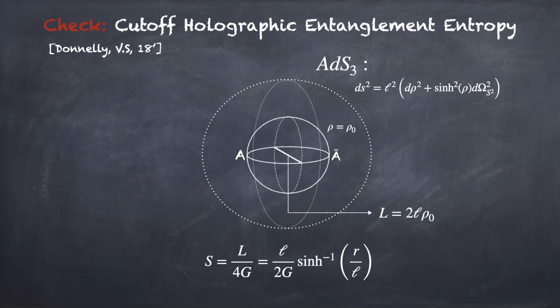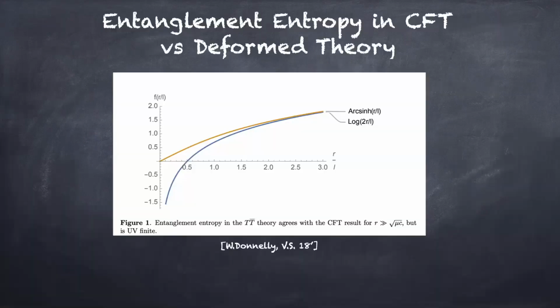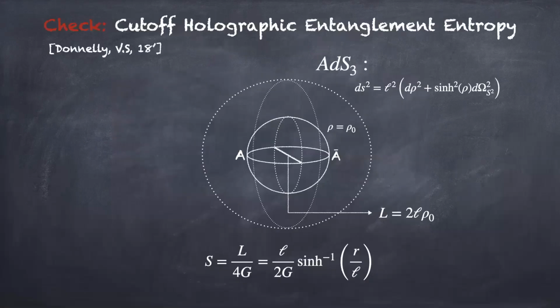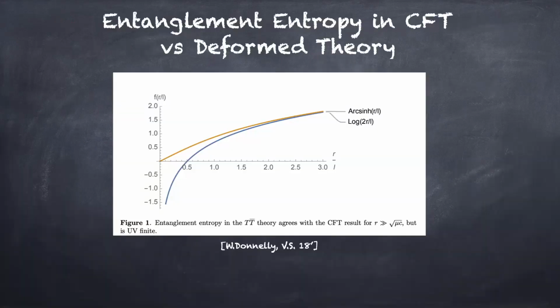So this already tells us that these TT bar deformed CFTs are peculiar in that their UV properties are unlike what you would expect for any other quantum field theory. So if we just use the entanglement entropy as a probe of some of the short distance behavior, we see that it is capped off, that it just goes to 0 at very small r here, where r is the radius of the sphere that we're doing this calculation on, whereas for CFT, it would have diverged.